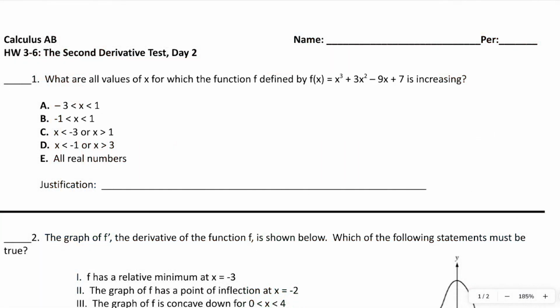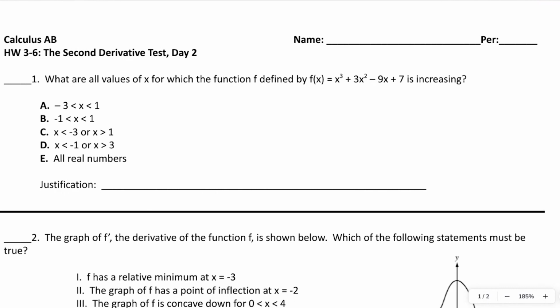Hey y'all, welcome back. On tonight's homework, we're going to be using the second derivative test, the first derivative test, and really just overall do a little graph analysis. We want to make sure that we understand the connections between the graphs of f and f prime and f double prime, and whether or not these functions are positive or negative, and how that relates back to the graph.